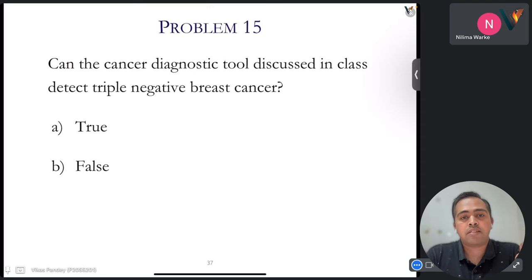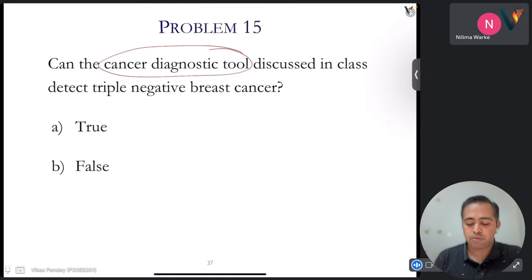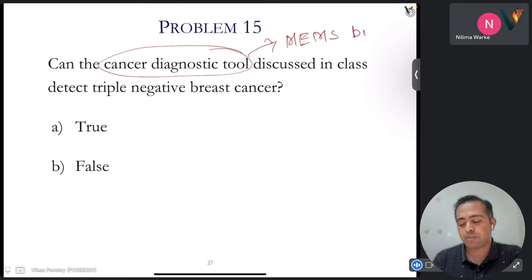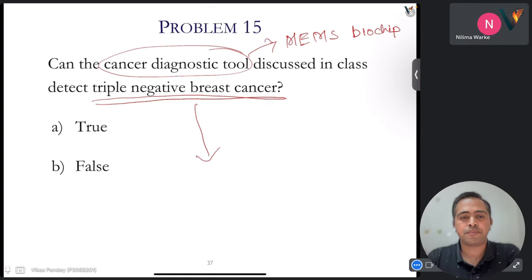Yes. Can the cancer diagnostic tool discussed in class, that is the MEMS-based biochip, be able to detect triple negative breast cancer? So first, let's discuss what is triple negative breast cancer. Any idea? No, sir. Okay. So remember, I talked about three biomarkers: ER, PR, and HER2.